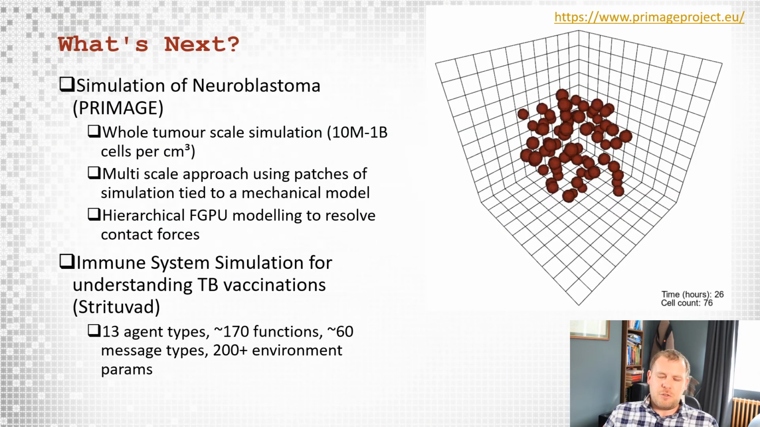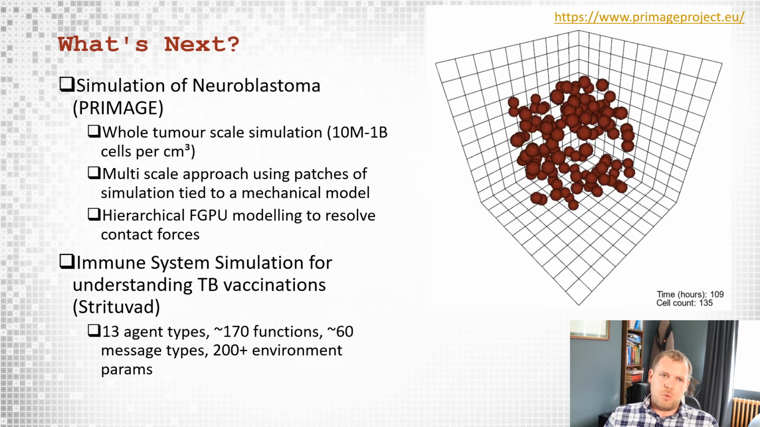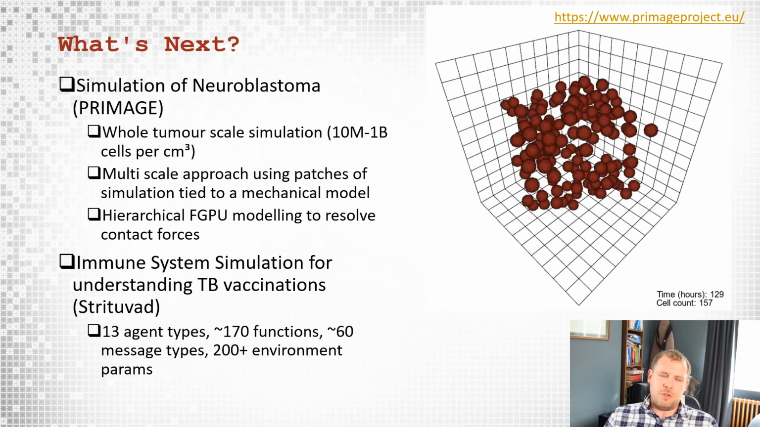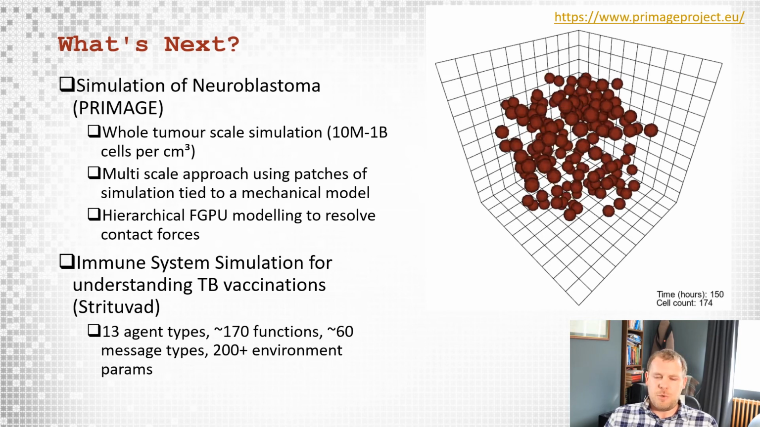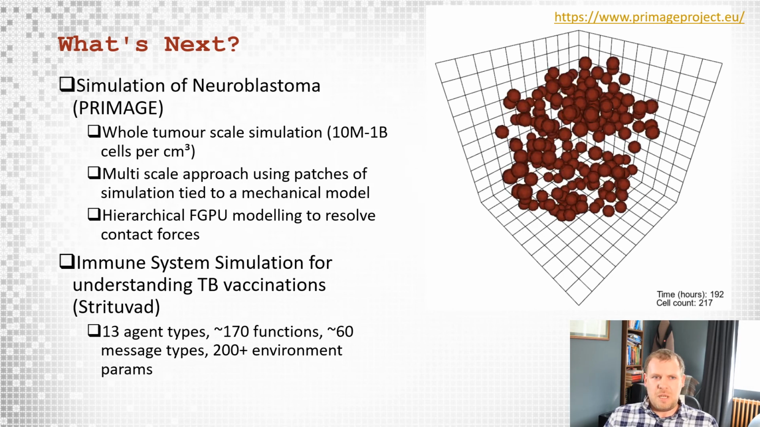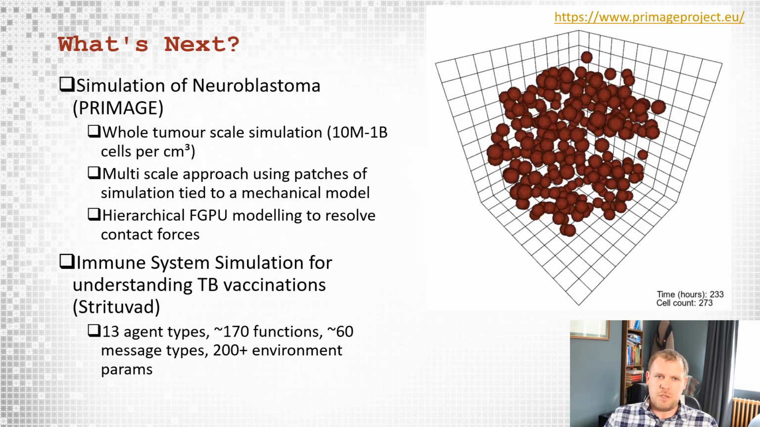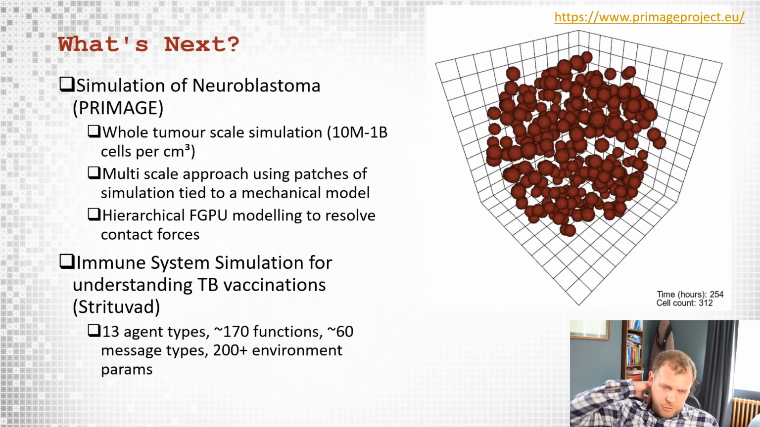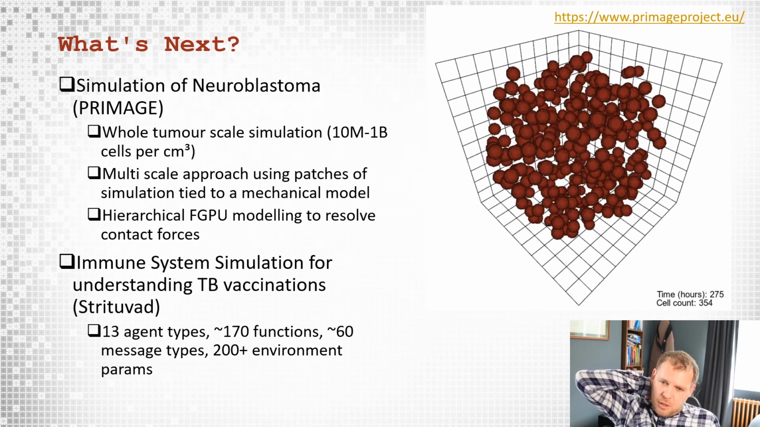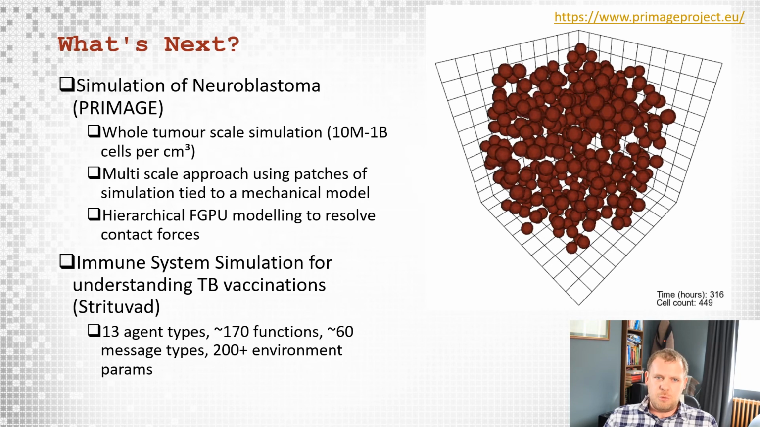So what's next for Flame GPU2 then? Well, we're currently working on a range of models as well as finalizing the code for release. We're currently applying Flame GPU2 to the simulation of neuroblastoma within the EU project Promage. So this aims to simulate whole tumour scale simulations. So this is somewhere between 10 million and 1 billion cells per centimetre cubed. We need to simulate tumours of roughly 25 centimetre cube volumes.